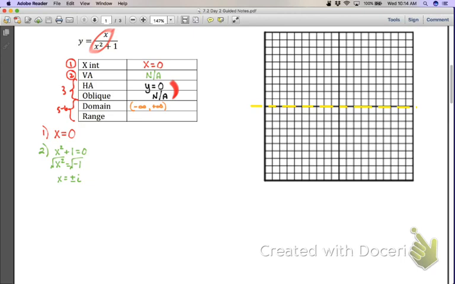What's my range going to be? Range deals with the horizontal asymptote. So just like from yesterday, negative infinity to where? 0. And then from 0 to positive infinity.